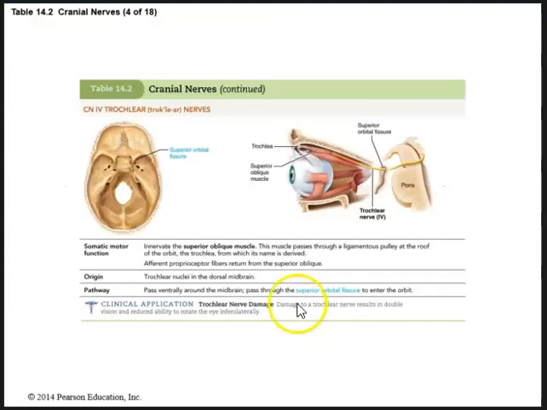So here we have the trochlear nerve, innervates the superior oblique muscle, and then it will originate from the nuclei in the dorsal midbrain and pass ventrally around the midbrain through the superior orbital fissure. And then any damage to the trochlear nerve will result in double vision and reduce the ability to rotate the eye inferolaterally.